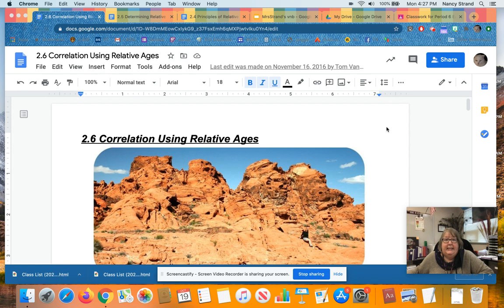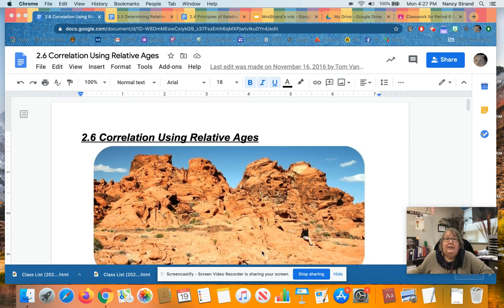Lesson 2.6, correlation and using relative ages. Now remember, kids, relative ages are not an exact date. Those are absolute ages, which require a lot of tools and a whole lot more money than I have. So here we go.